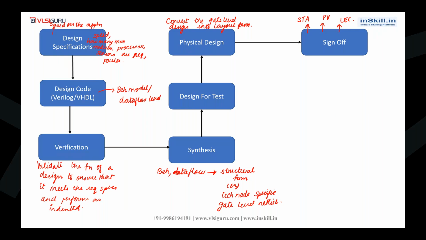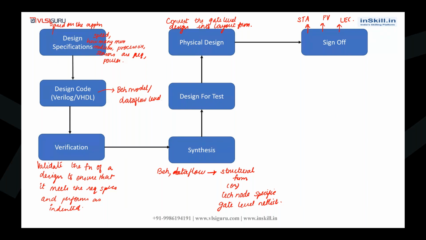And then we have the physical verification, PV. So physical verification is actually to verify the layout of the circuit. And then we have LEC, logical equivalence check. Logical equivalence check is actually done in order to check whether the final design is logically equivalent to the original design or not.